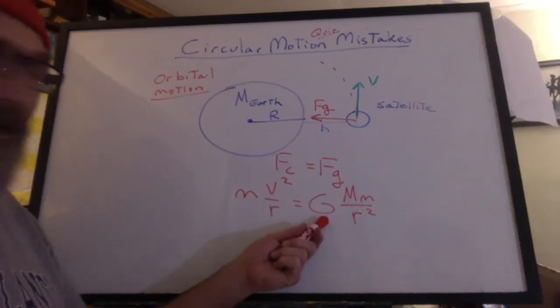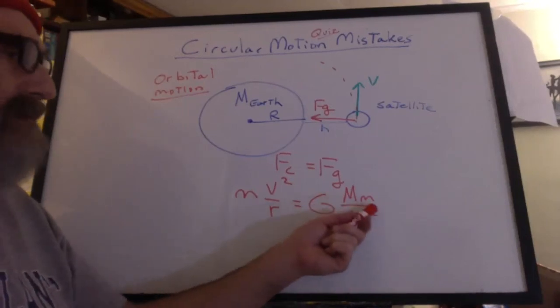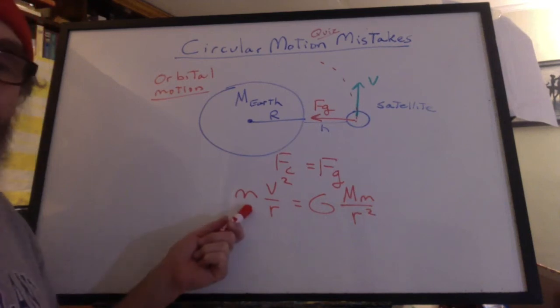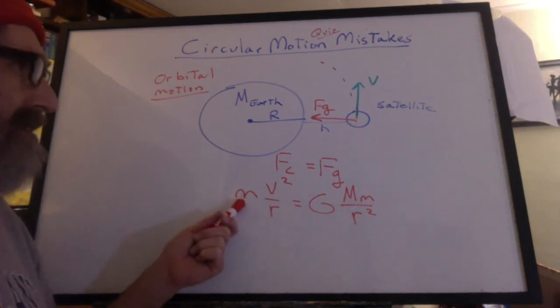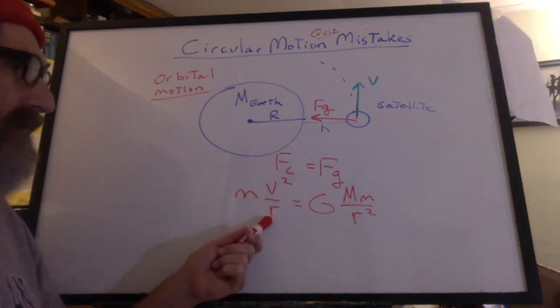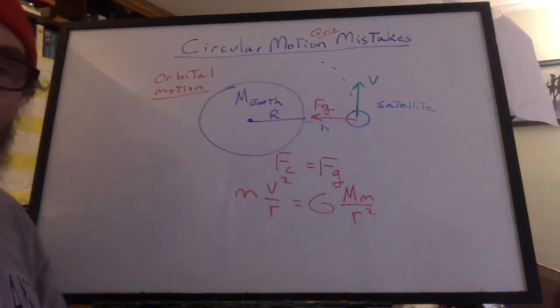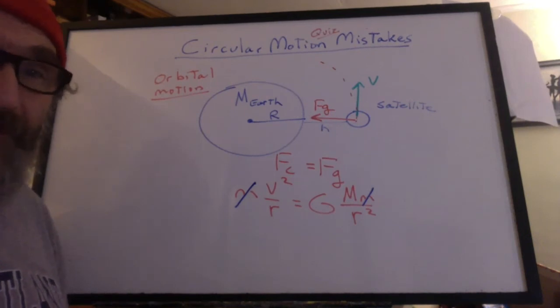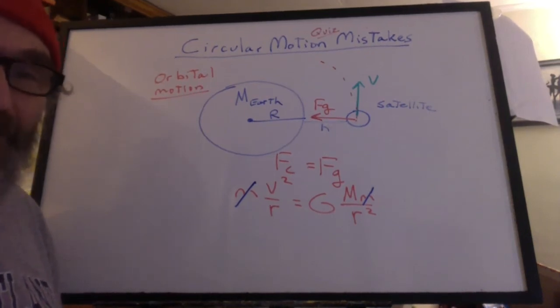Newton's universal law of gravitation, the mass of the Earth, the mass of the satellite. Circular motion, that's the mass of the satellite. That's the object in motion. That's its velocity, and this is the radius of the orbit. There's the big news. The mass of the satellite cancels out.